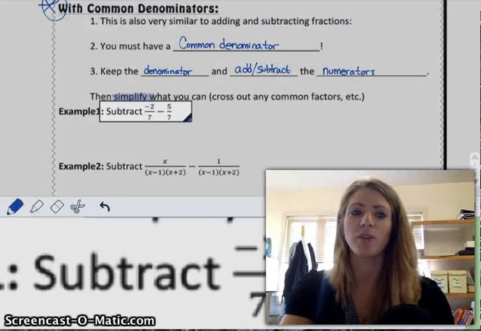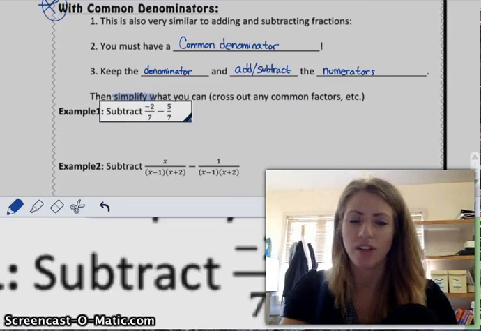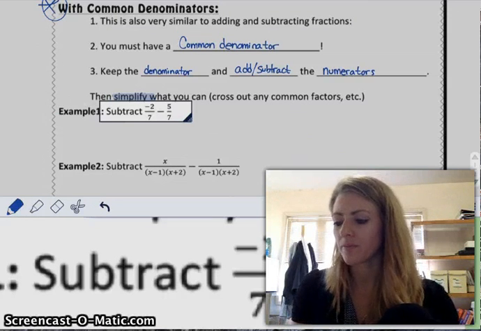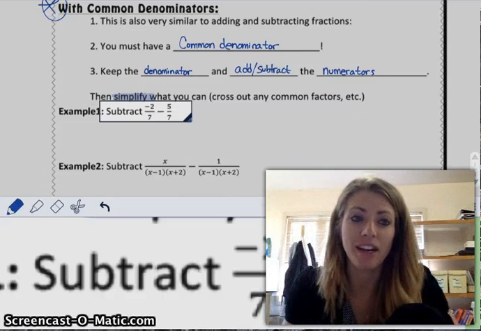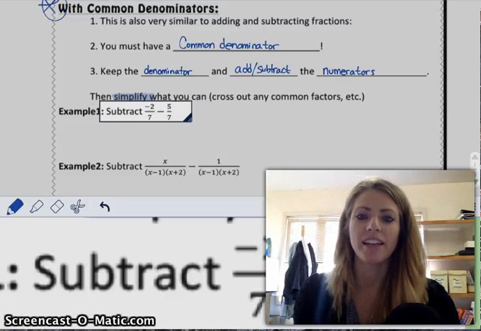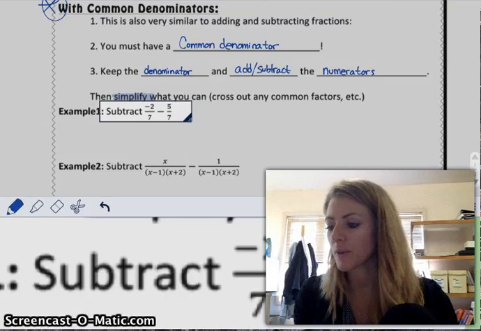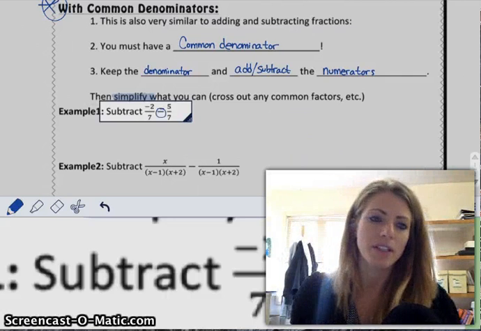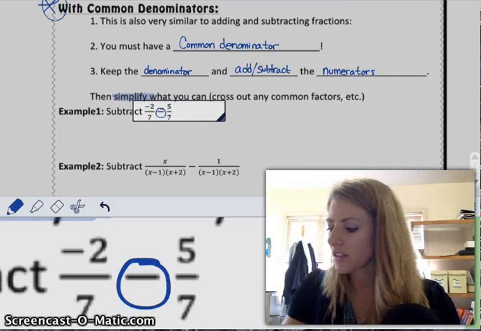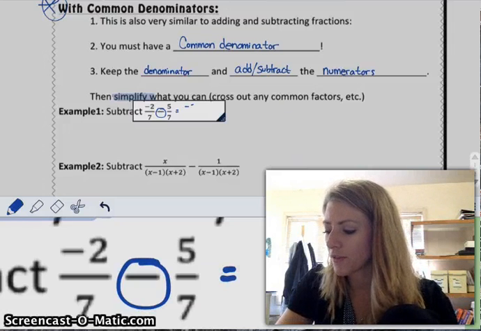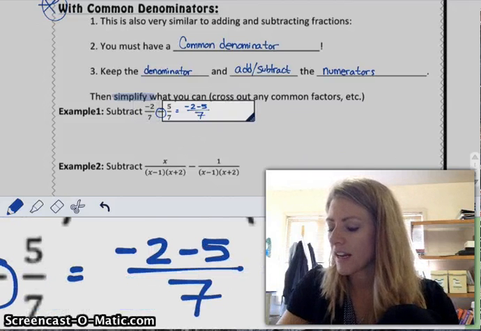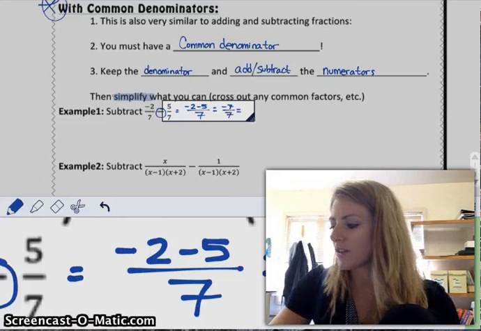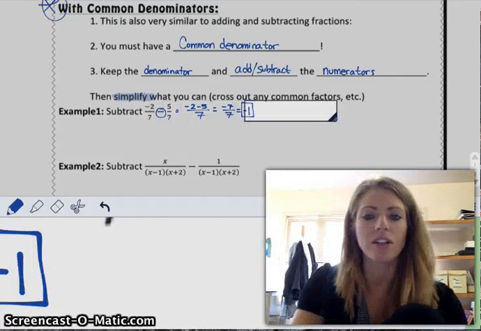Okay, so first we're just going to do an example with just regular fractions. So you do -2/7 minus 5/7. Hey, look, there's already a common denominator, so keep it, don't change it, and just add or subtract the numerator. And since we have a subtraction, we want to subtract. Okay, so then this looks like -2 minus 5 all over 7, which ends up being -7 over 7, which simplifies to -1. And then that is my answer.